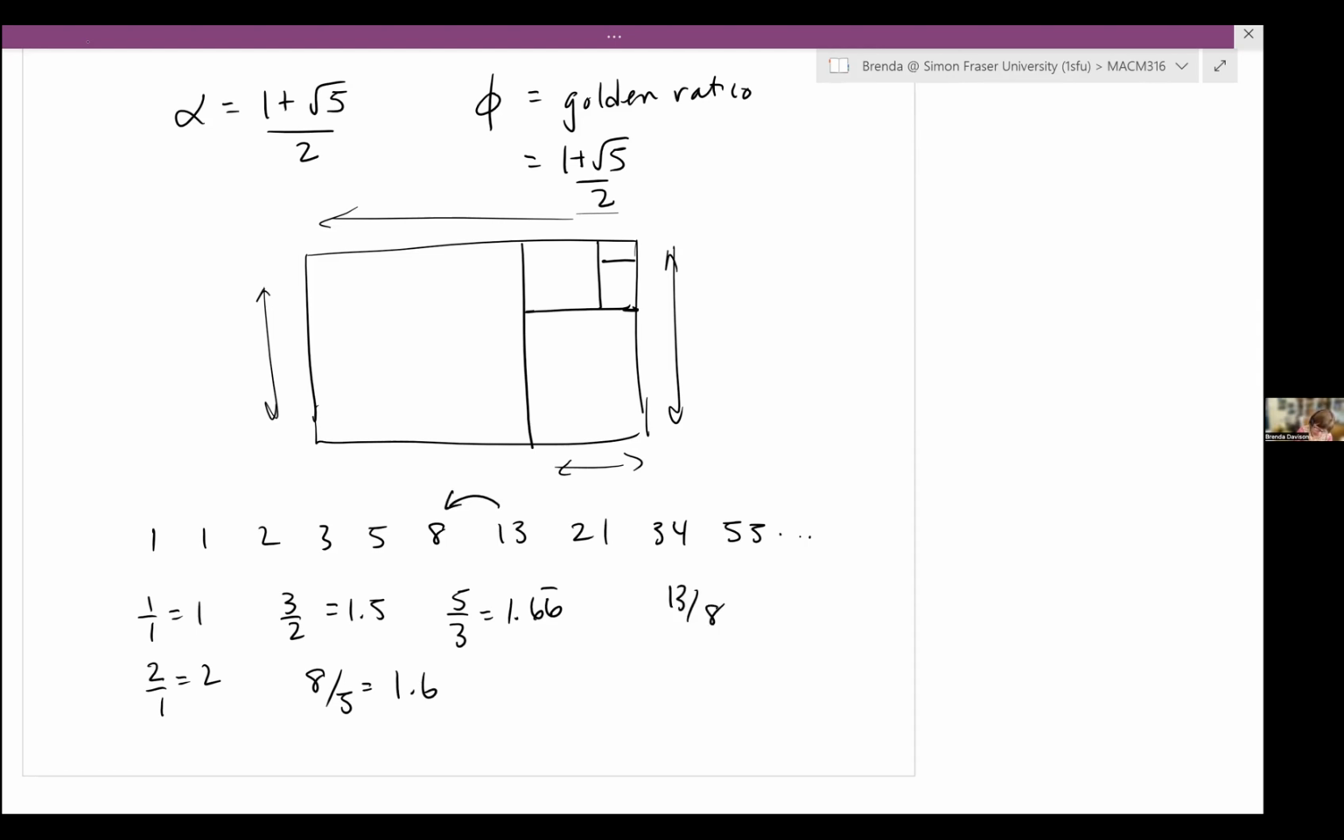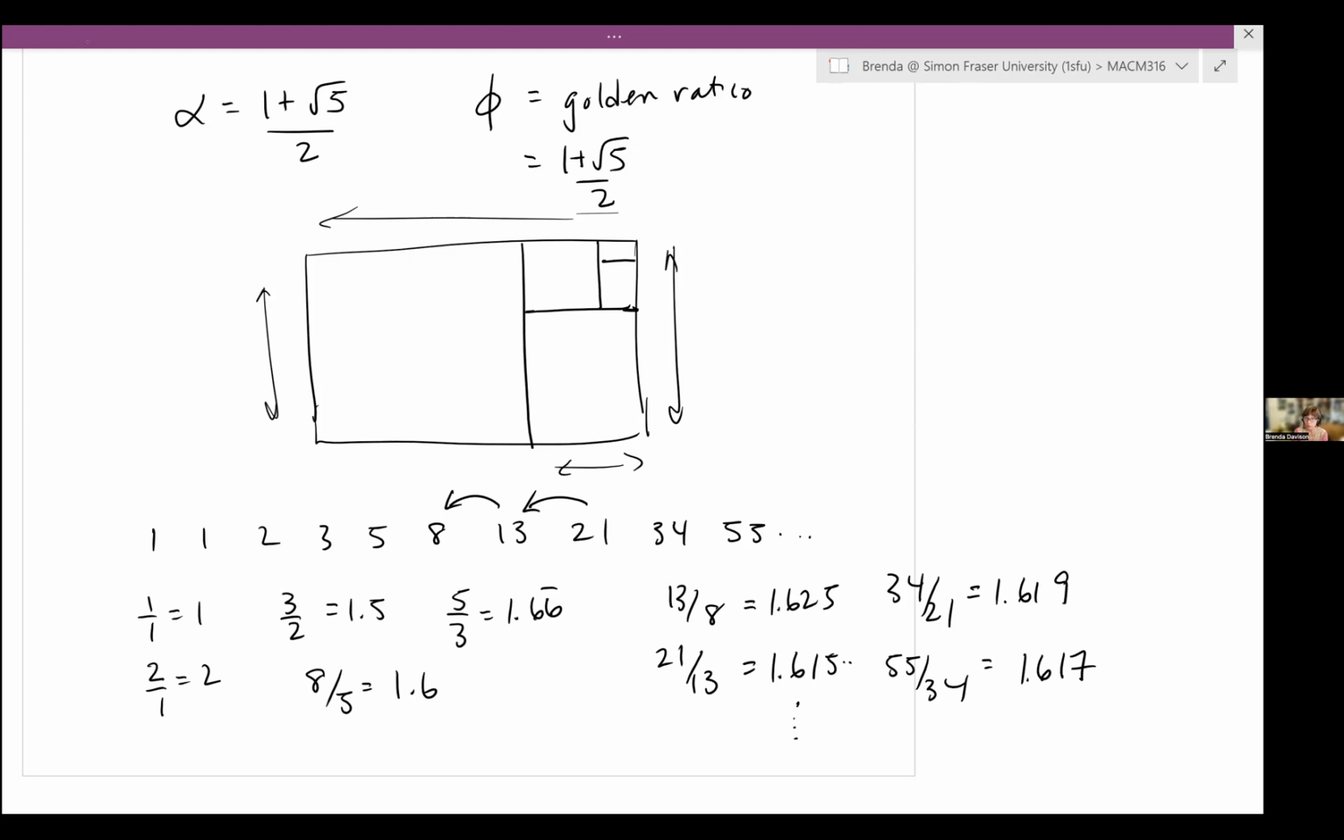I'm going to go 21 over 13, and then I would go 34 over 21 and 55 over 34, and I'm just going to write down those numbers. 13 over 8, I got 1.625. 21 over 13, 1.615, and there's some more numbers there. 34 over 21, 1.619. 55 over 34, 1.617. And you can see this appears to be converging, and indeed it is converging.